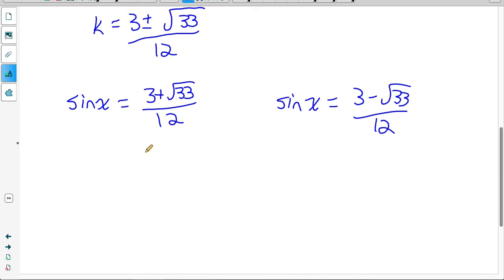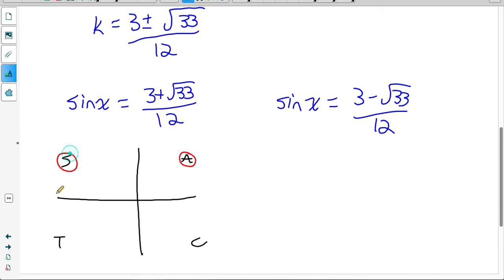So I can solve these equations using my CAST rule, and I'll need to use my calculator to get approximate values for the angle for these equations, because 3 plus root 33 over 12, I definitely can't make that ratio from a special triangle. So we use our calculator for this. But this is a positive ratio. I don't know what 3 plus root 33 is exactly, but I know when I divide it by 12, it's still positive. So based on the CAST rule, I know there will be answers for angles that have that ratio in two quadrants, here and here.